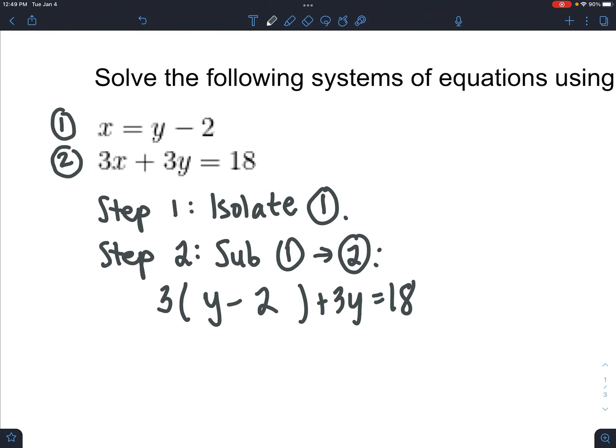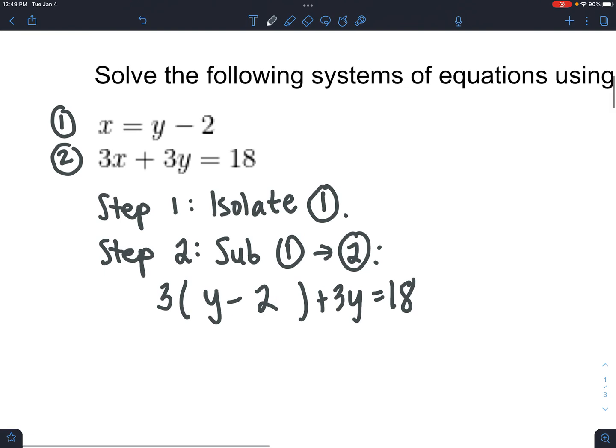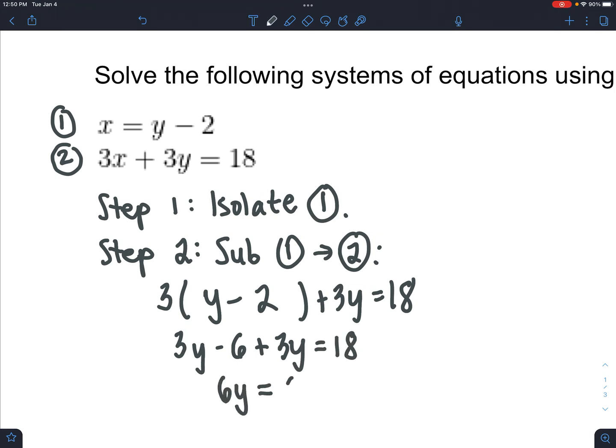Right? We're subbing it. The first equation gives us a definition. It says that x is the same as y minus 2. So everywhere there's an x in the other equation, we can replace it with y minus 2. And the reason why we do that is because now we can solve. If I just do some quick math here, we get y equals 4.